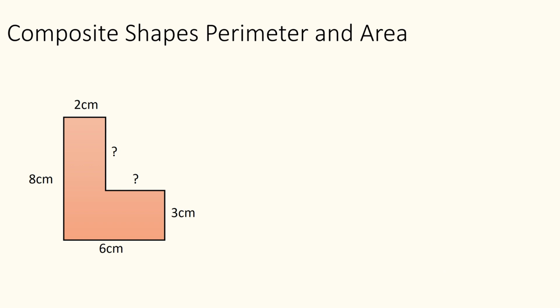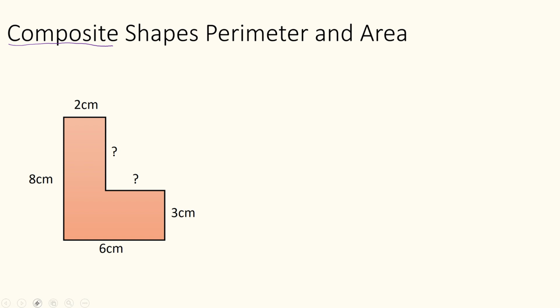Right, composite shapes, perimeter and area. A composite shape is a shape that's made up of 2 or more other shapes. So this L shape is actually made up of 2 rectangles. So I could draw a line there. Now you can see there are 2 rectangles. I could also draw the line in a different place. I could draw it here. Makes no difference. So that's just to show you that it is a composite shape made up of 2 rectangles.